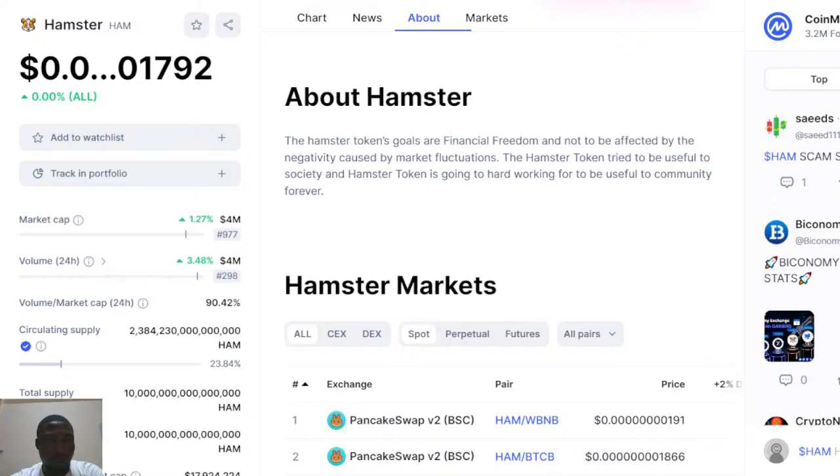So let's go back to coin market cap. I'll be on git.io to get more analysis about this project that we're talking about in the course of today's conversation. Sorry about that.